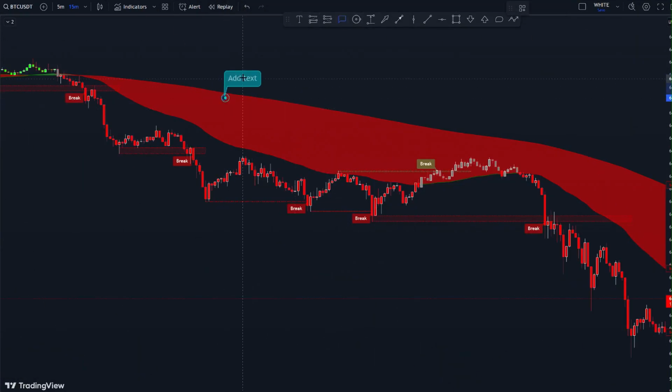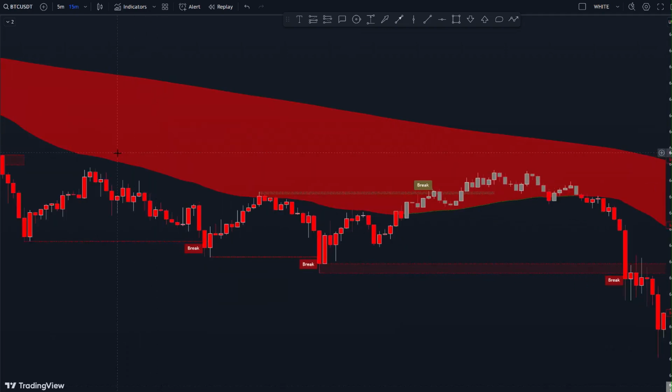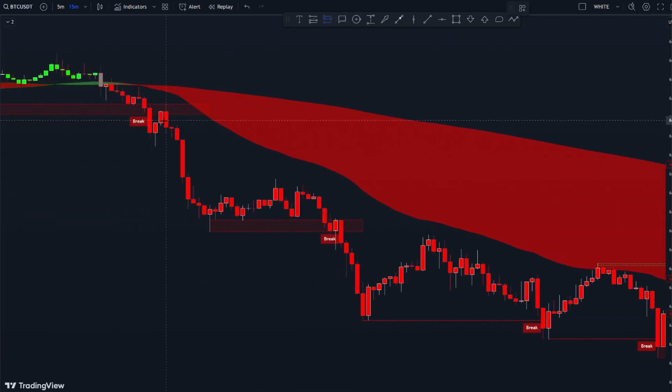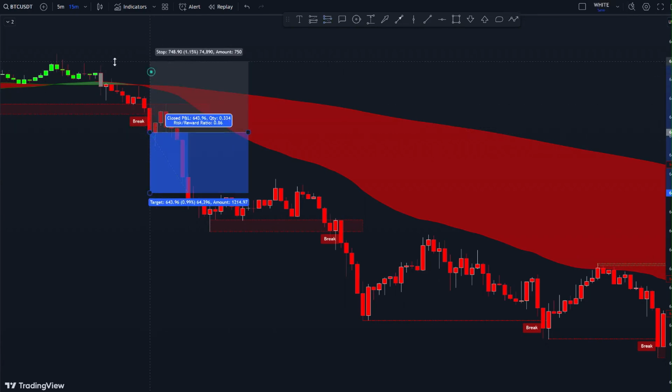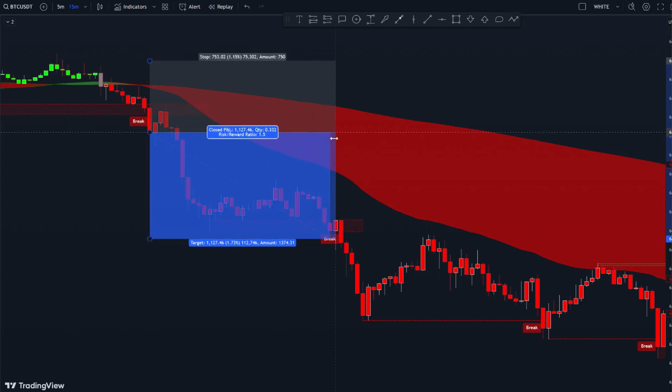Now the opposite is true for a sell trade. When we're in a downtrend shown by the red ribbon on the chart, we won't enter any buy signals. All the bullish breakout signals will be filtered out in this example. Instead, we'll take bearish breakout signals like this one on the chart to enter a sell trade at the close price of the signal candle, and the stop loss would be set at the most recent swing high price. For the target, just like with the buy trade, we'll use a risk to reward ratio of 1 to 1.5.